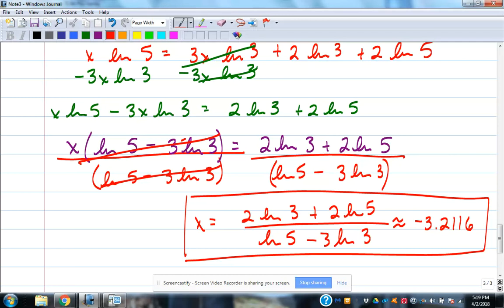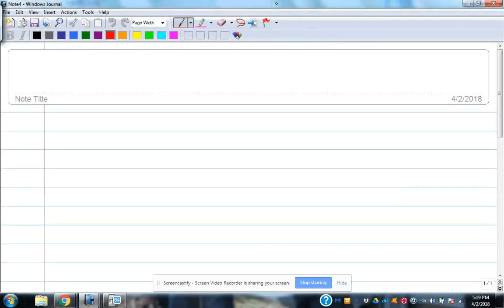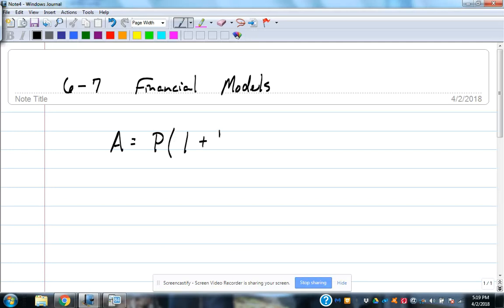All right. Let's move on to something that's a little more applicable to everyday life, hopefully. Financial models. Compounded interest.